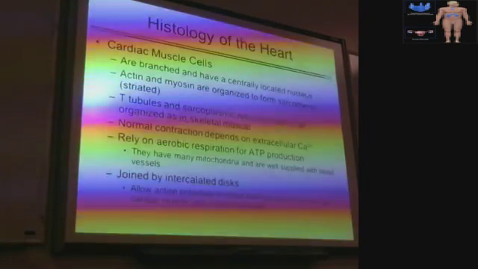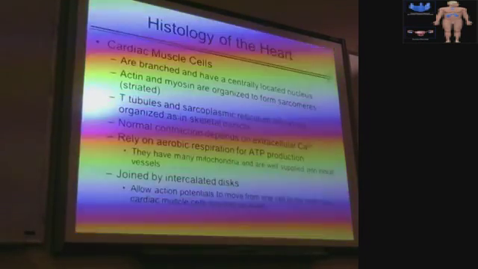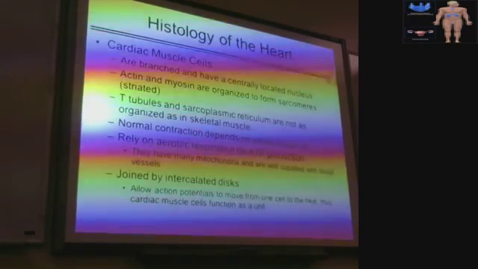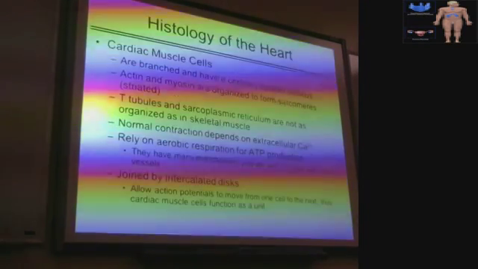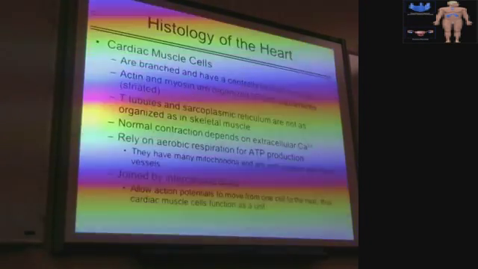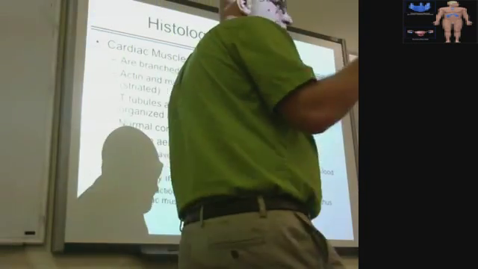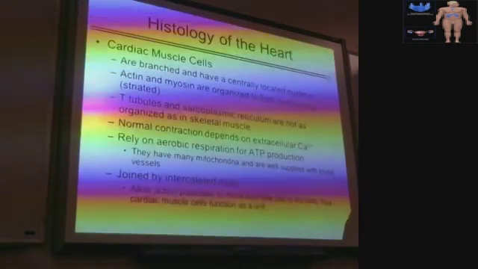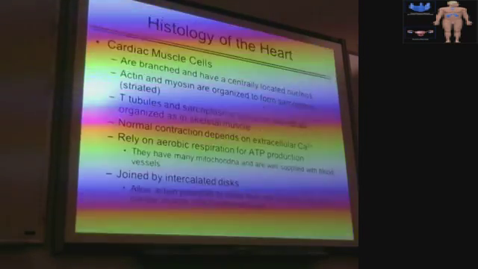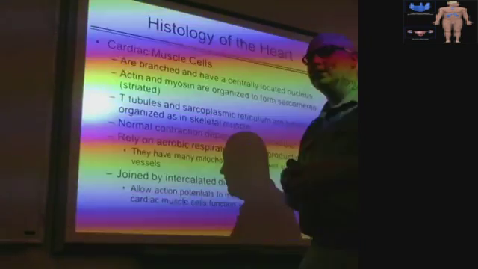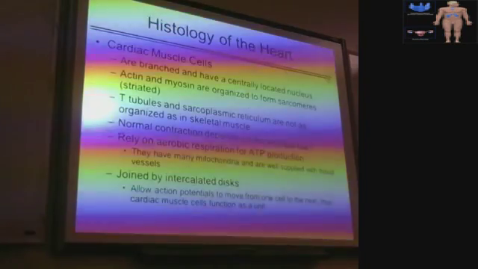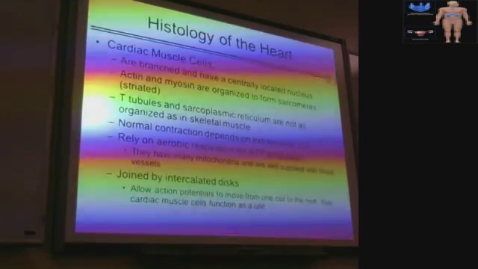Now, we're talking about down here the intercalated disc. The intercalated discs allow action potentials to move from one cell to the next. So the cardiac muscles end up functioning more as a unit rather than cells on their own. So they function as a unit together through joints of intercalated discs.